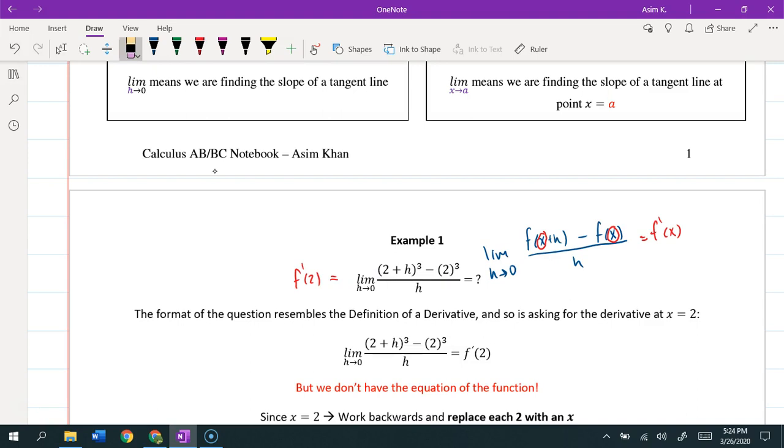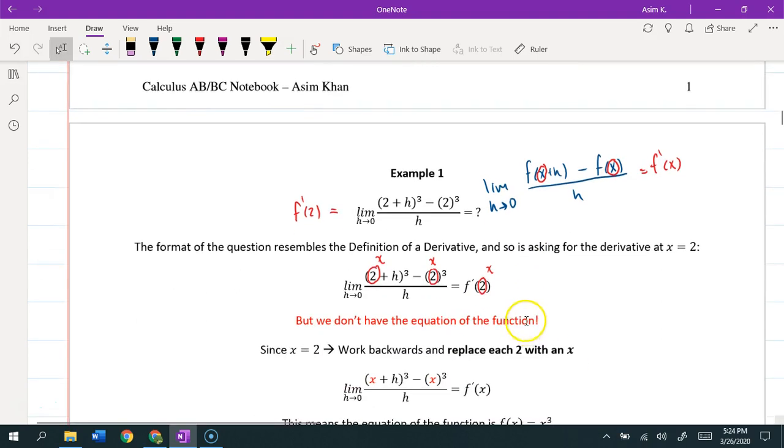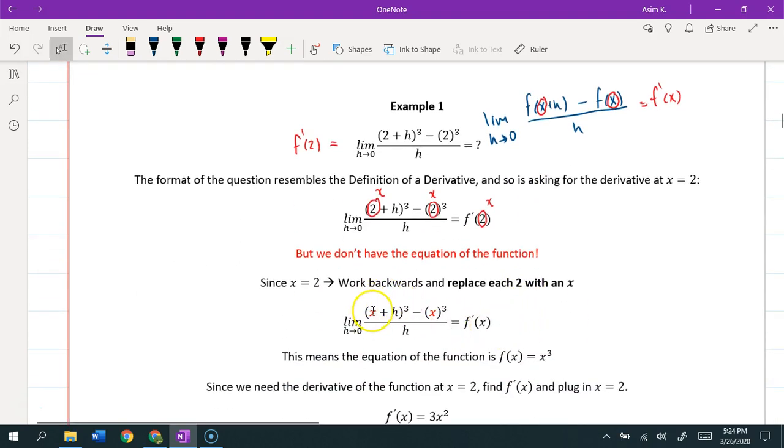The first step is you replace these 2's that you're looking at with x's. If you understand one example, you'll understand all of them, essentially. So you replace all of these 2's with x's. I went ahead and did that, and here's what it looks like. Instead of (2 plus h) cubed, it looks like (x plus h) cubed. Instead of 2 cubed, it looks like x cubed, and this right here looks like f derivative of x. Now it's looking more and more like the definition.